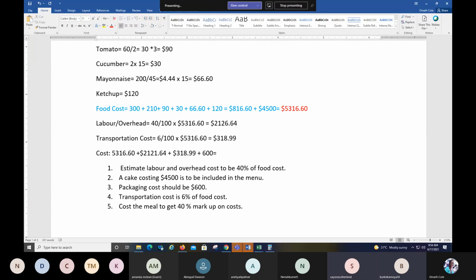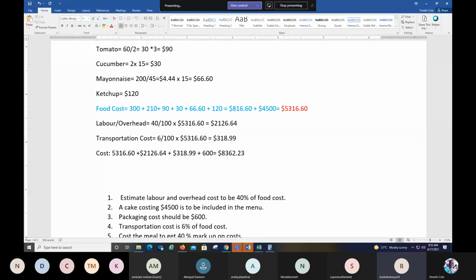Wait, miss. For the labor overhead is 2,126. So you have 2,121. Oh, thank you. All right. So add up those now, please. $8,362.23. 803.62 and 23 cents. Good. So we have added up the cost.